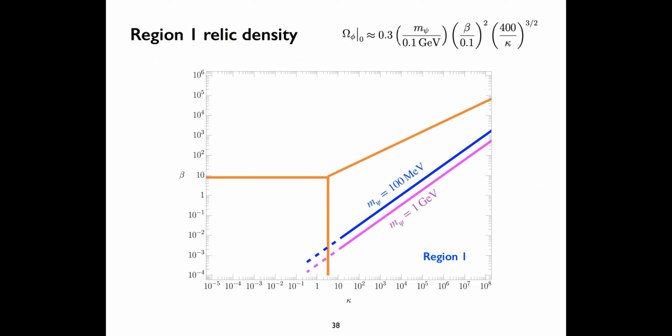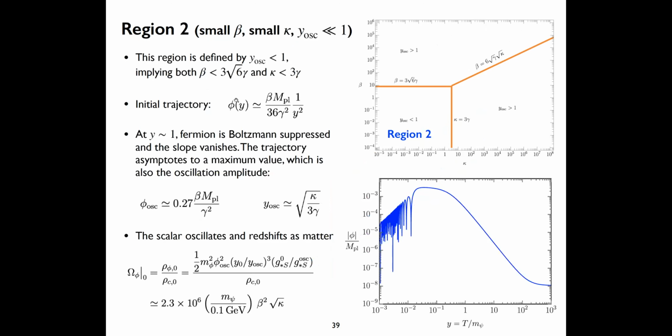Now let's go into region two. In region two, we're in a region where Y oscillation is less than one. So this corresponds to small values of beta and small values of kappa.